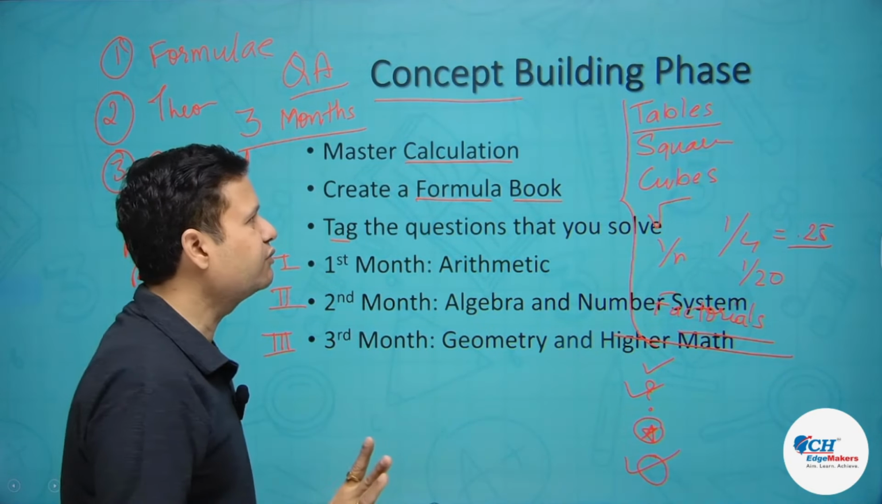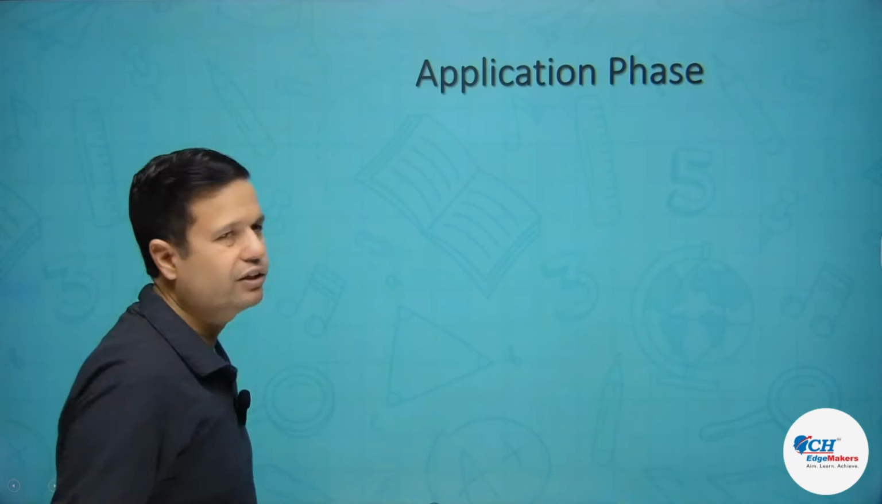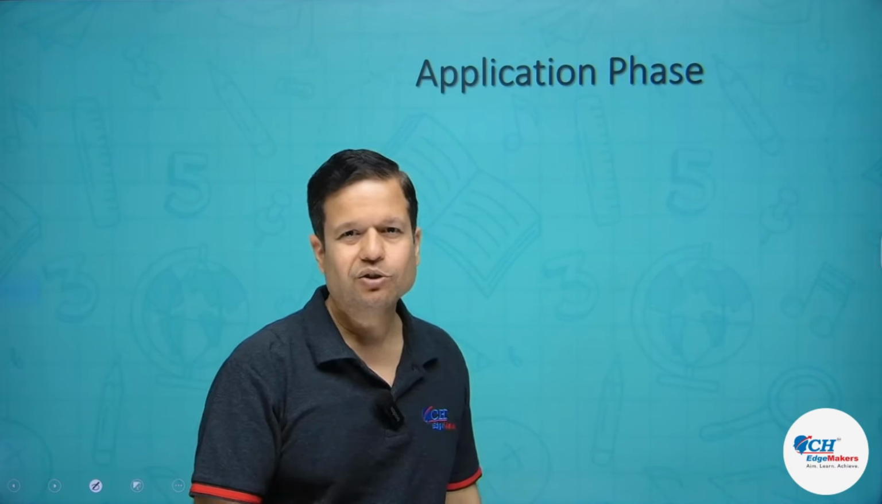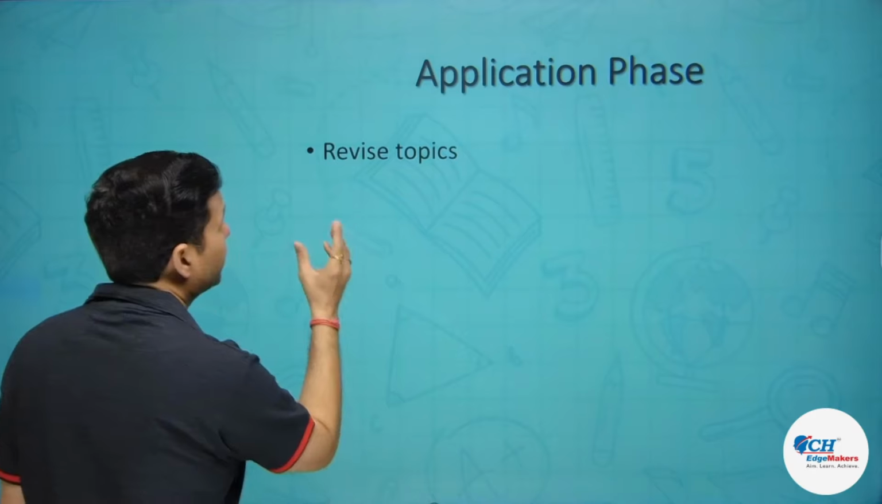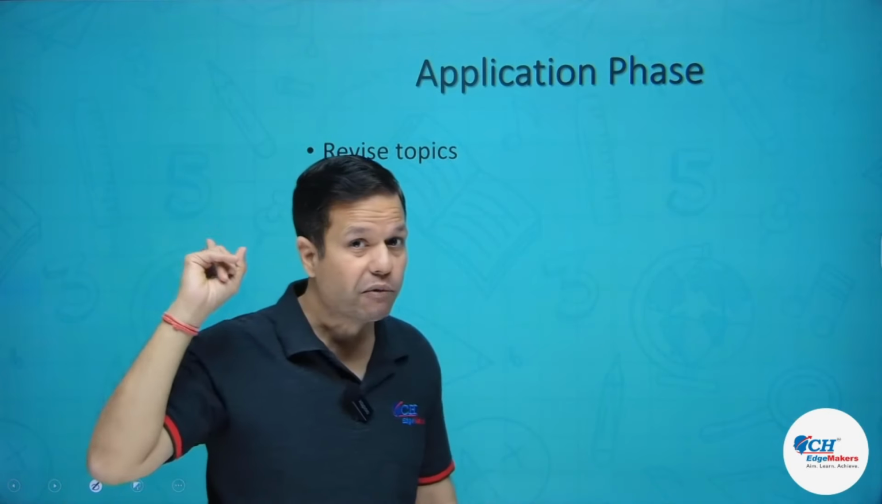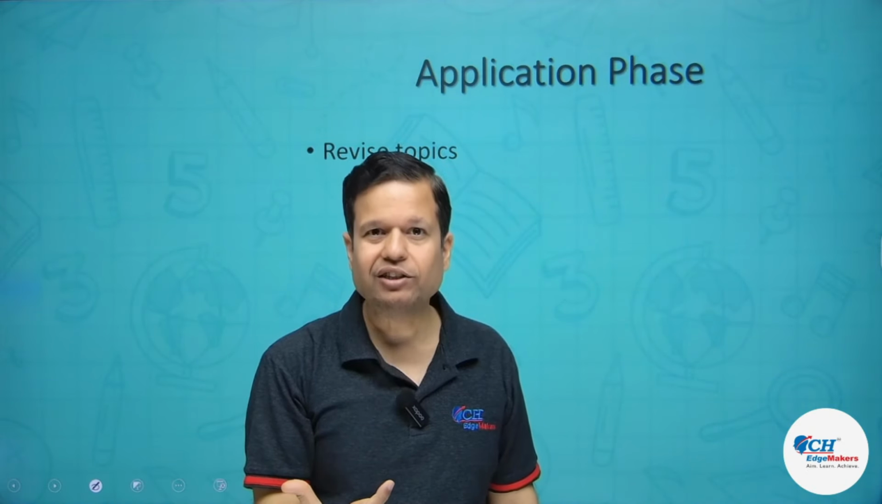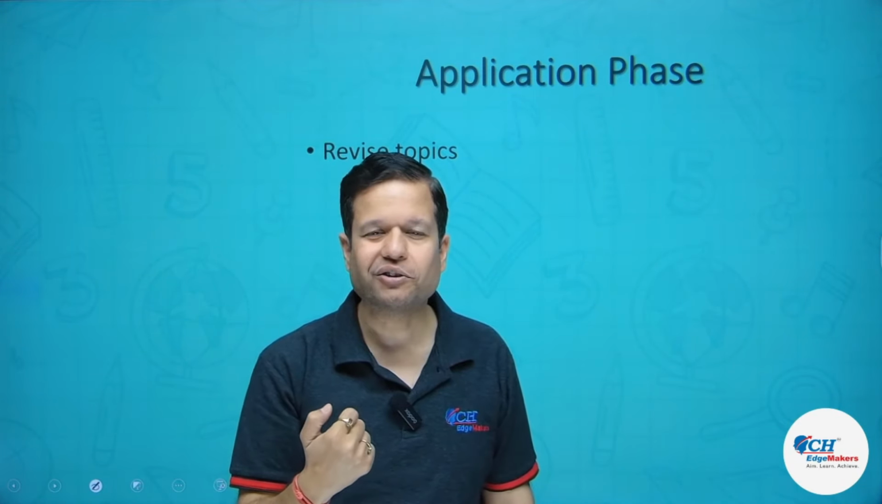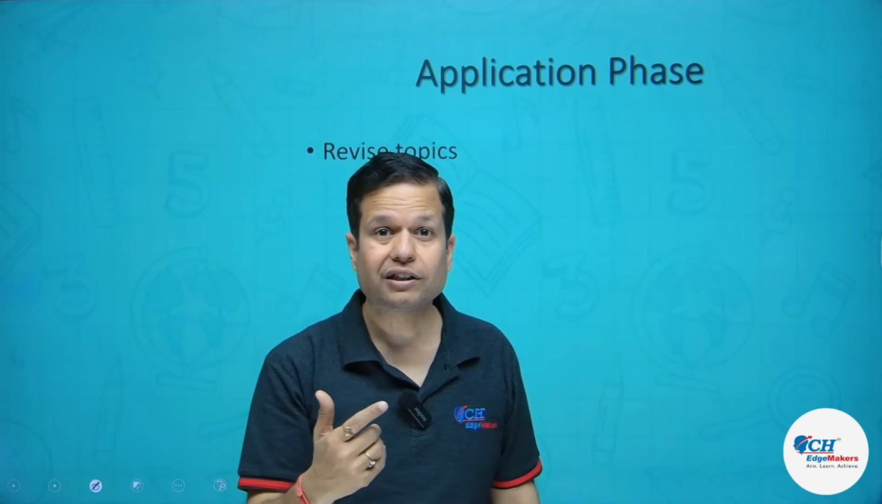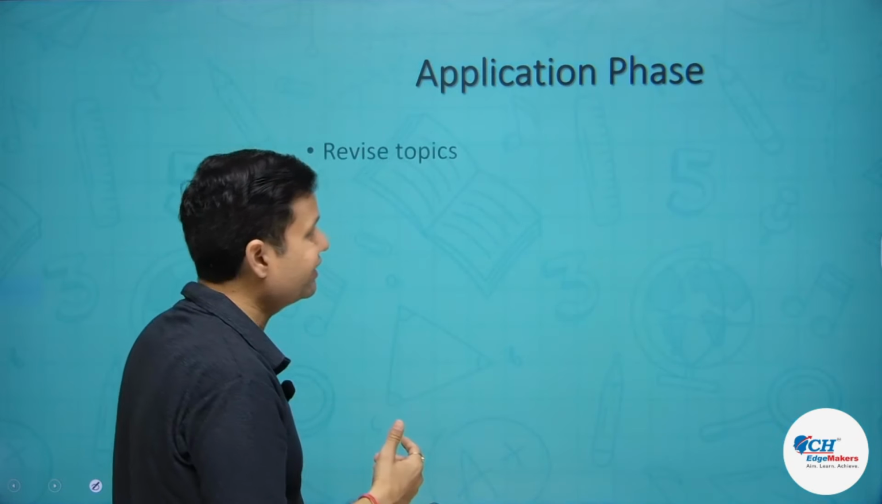So once you've done this first phase, you are ready to begin the second phase, which is application. Application is applying the knowledge that you have learned. So how to apply the knowledge? The first thing, revise topics. That formula book will play a role. So take out the formula book. Fine. Revise all the theory, revise all the standard questions, then take out the material that you have solved in your concept phase. Take out that material, the questions which were not right.